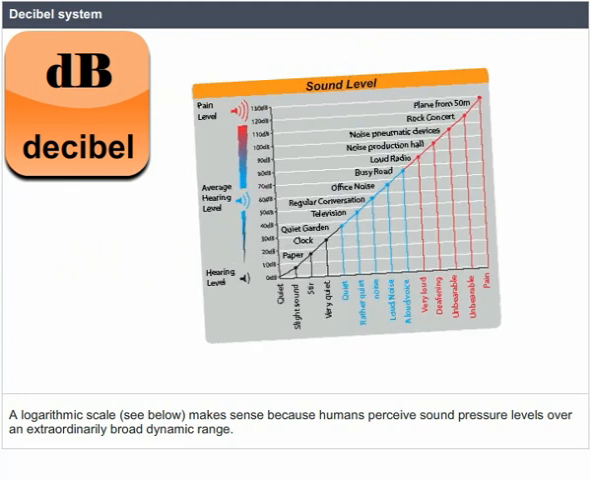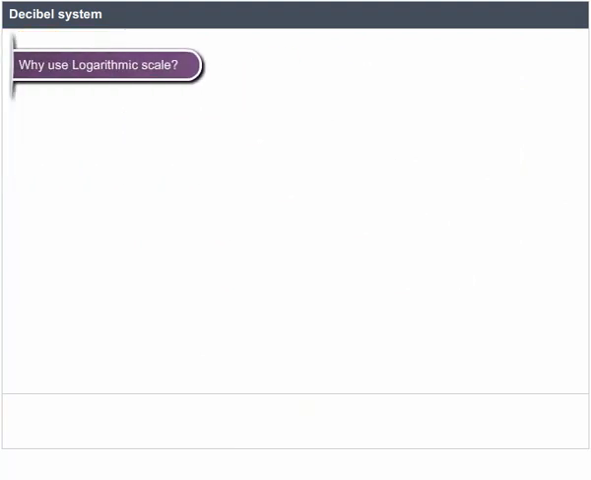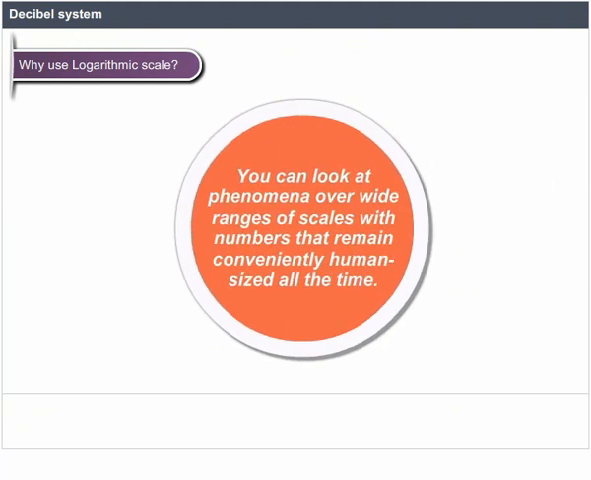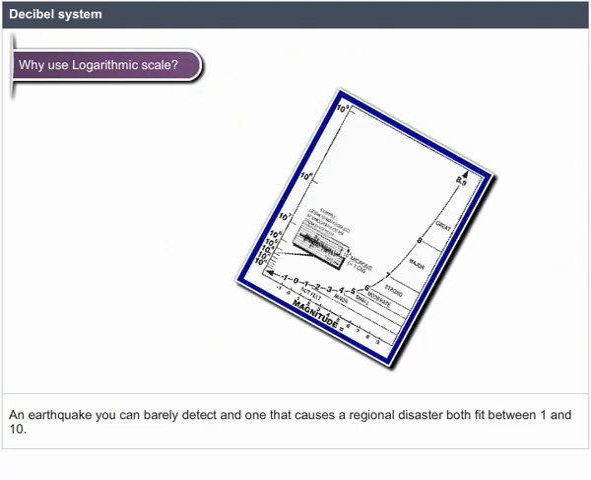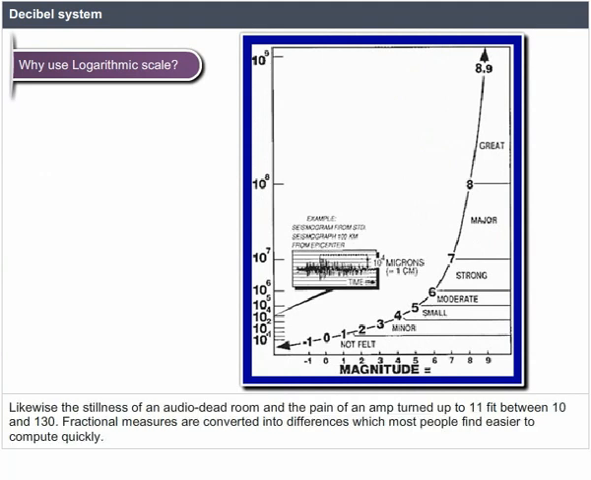A logarithmic scale, seen below, makes sense because humans perceive sound pressure levels over an extraordinarily broad dynamic range. Why use a logarithmic scale? You can look at phenomena over a wide range of scales with numbers that remain conveniently human-sized all the time. An earthquake you can barely detect and one that causes a regional disaster both fit between 1 and 10. Likewise, the stillness of an audio dead room and the pain of an amp turned up to 11 fit between 10 and 130.